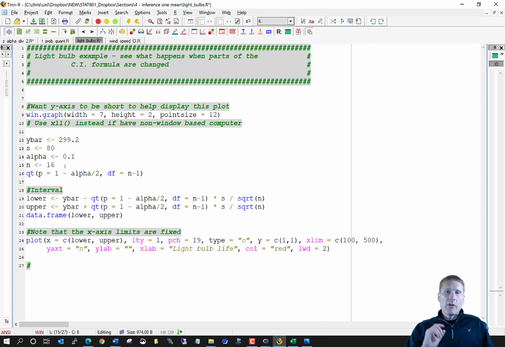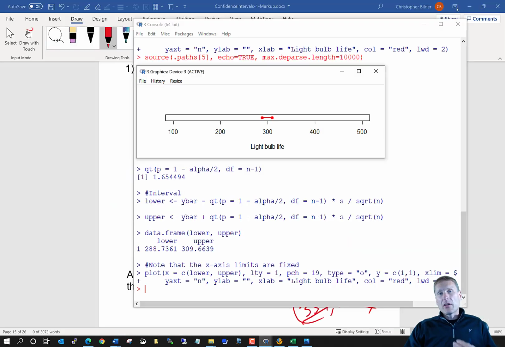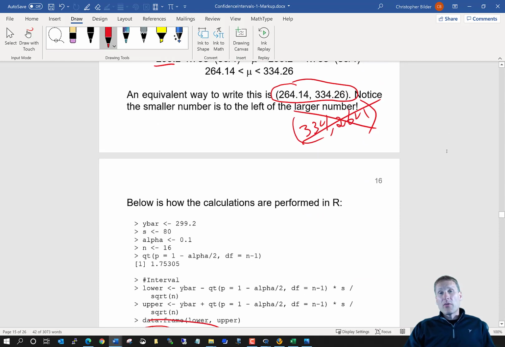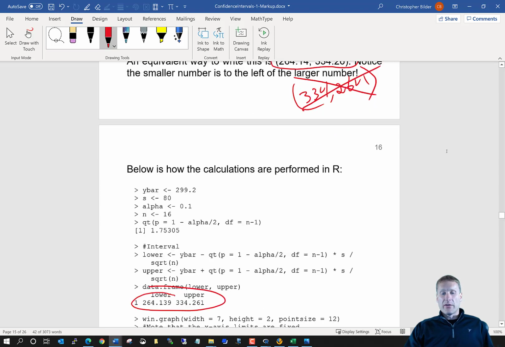But again, I want you to come up with an intuitive explanation and also a mathematical explanation for what happens if the sample size decreases, suppose alpha changes, suppose the standard deviation changes, and so on, so that you get a good feel for this. We will be doing confidence intervals for the rest of the semester, so the time that you put into understanding the confidence interval now will go a long way later in the semester.